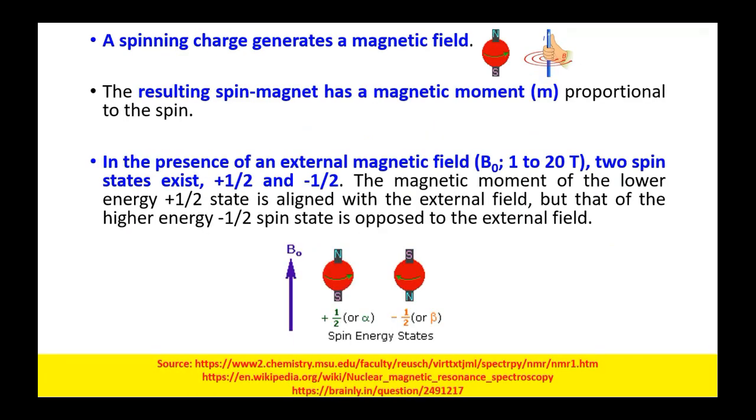Now coming to the basis of why these nuclei are acting as magnets. As you all know, a spinning charge generates a magnetic field. So this is the curled right hand rule. In the curled right hand rule, if you have a conductor and the current is going up, then the magnetic field generated is in the anti-clockwise manner.